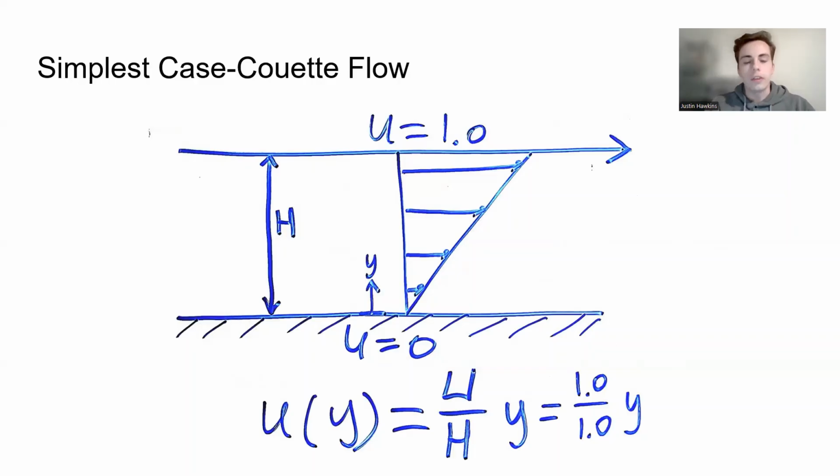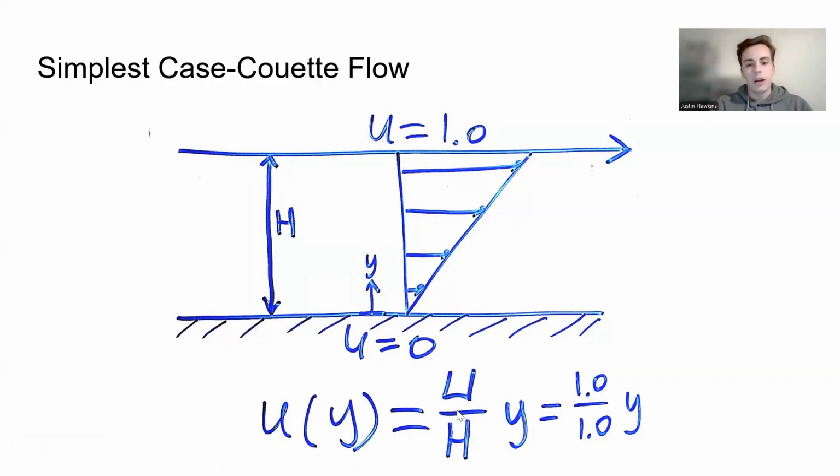So for the first case, I did the simplest case I could think of, and that is Couette flow. What that is, you have a channel of fluid with the bottom of this channel being fixed, so no velocity at the bottom, and the top of this channel is moving at a prescribed velocity. In this case, I just chose 1 meter per second. I started here because it's a very simple case, but also it has an analytic solution that I could compare to. And that analytic solution is right here.